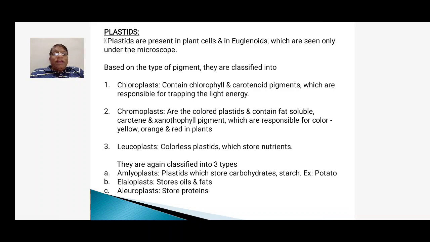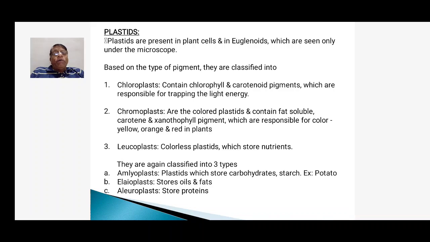The leukoplast is mainly present in the cortex region of the plant body or present in the pith region of the plant body. Okay. Next, all these are important for the examination for 1 mark or 2 marks.